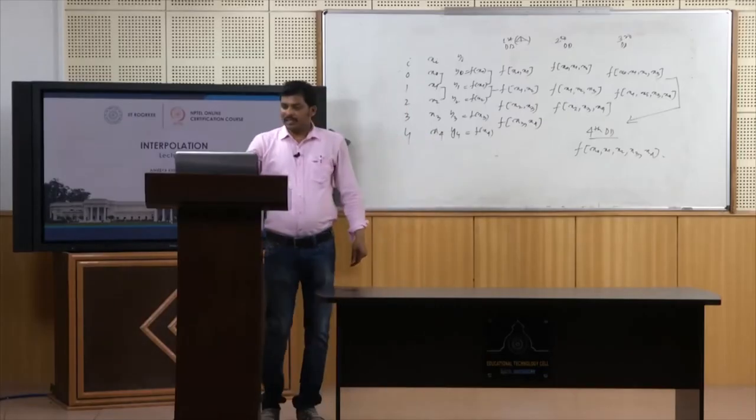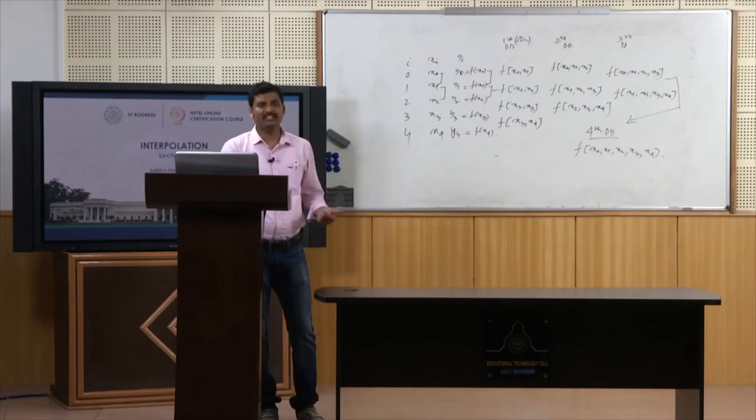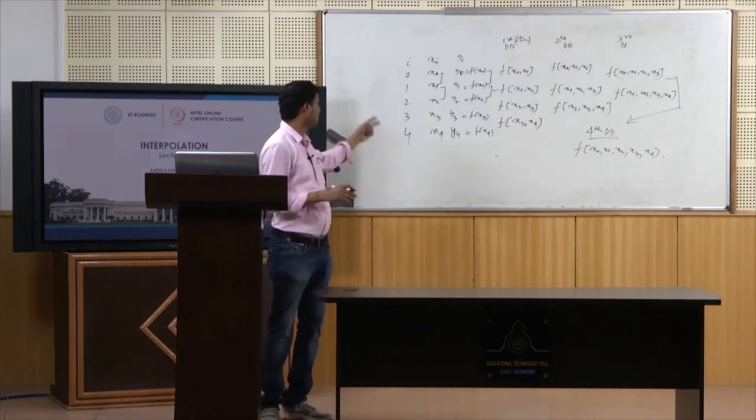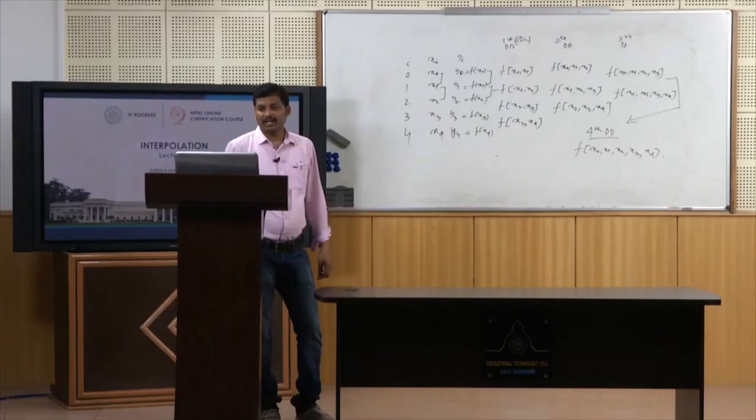So, if the tabular values are just given like xi and yi, we can find this divided difference table, and based on this divided difference table data, we can evaluate this polynomial at any point within this interval using any formula, like Newton's divided difference formula or any specified formula based on these divided differences. So, next we can show that these divided difference arguments are independent.